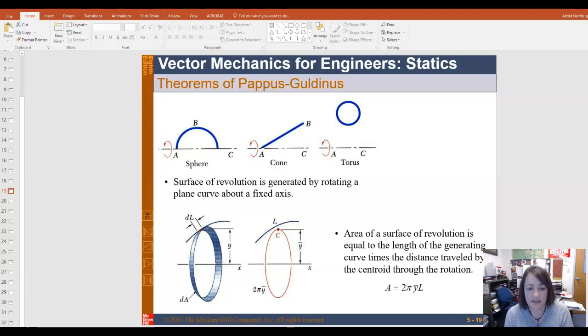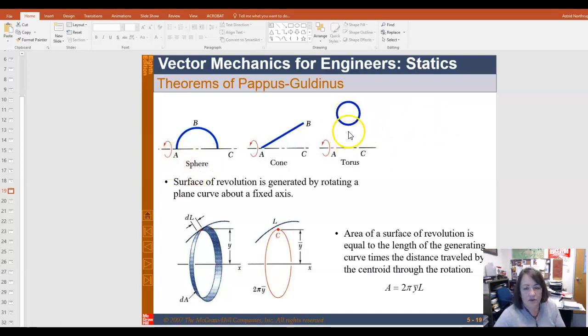And that is for the surface area of revolution or the volume of revolution, which means if you have some sort of a shape like this, and you wish to rotate it about an axis, like in this case the AC axis. If you were to take a line like this and rotate it, it would be a cone. If you took this half circle and rotated it about an axis, you would rotate it 360 degrees to get a sphere.